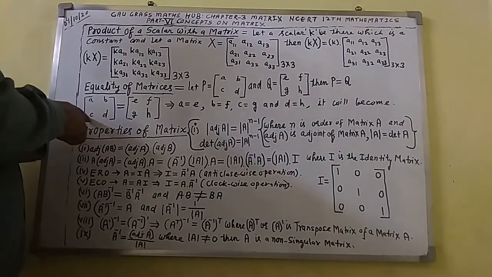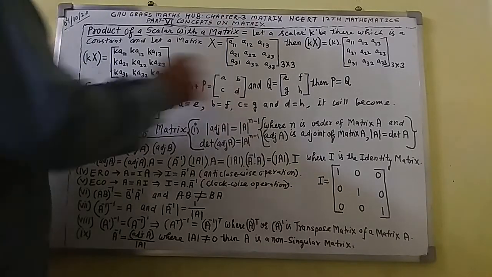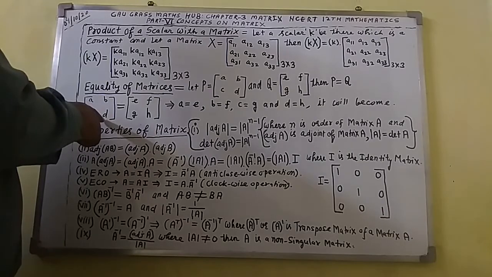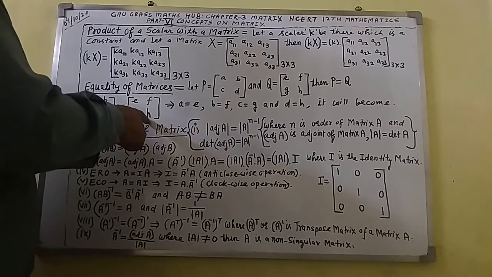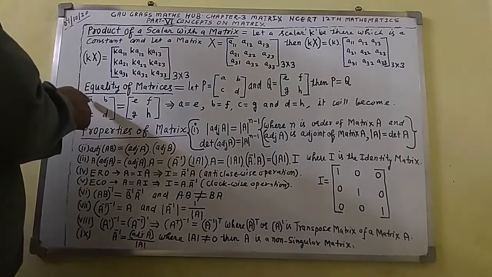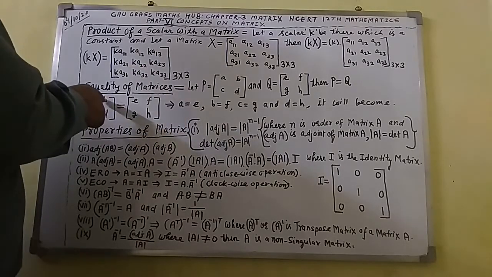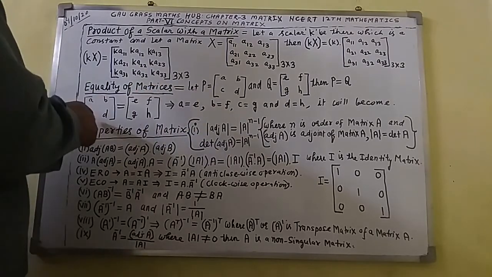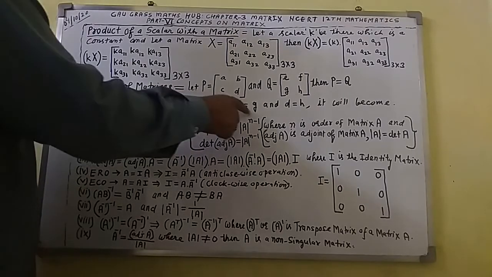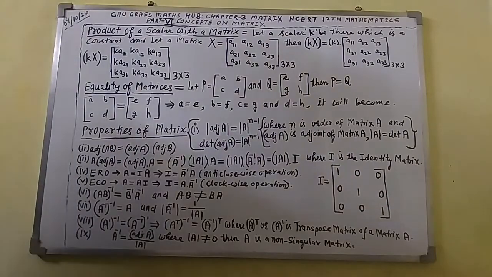The respective element of C is G, so C equal to G. The respective element of D will be H, so D equal to H. So A equals E, B equals F, C equals G, D equals H.